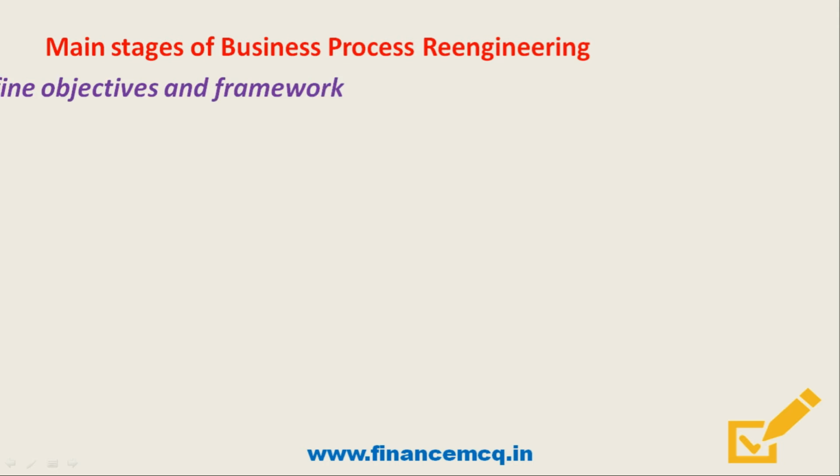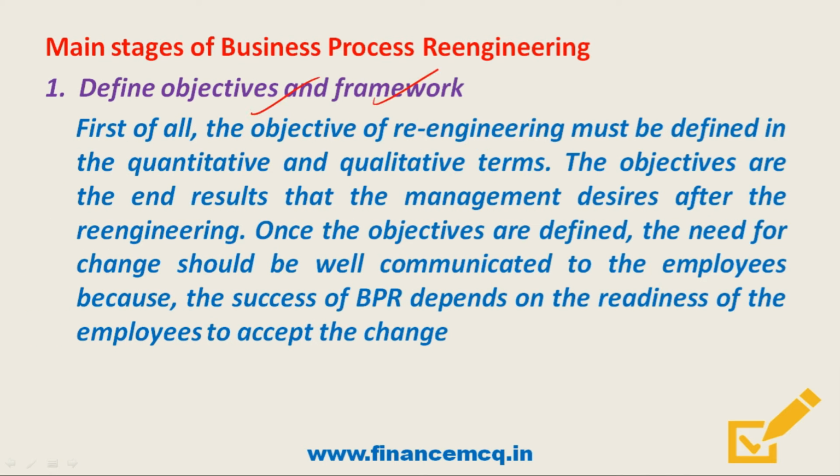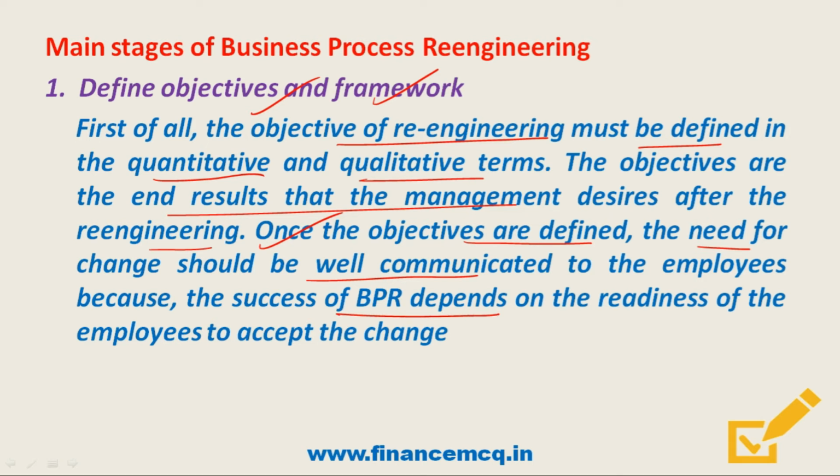Moving on, let's study the main stages of business process reengineering. So friends, the first stage is to define objectives and framework. So friends, first of all, the objective of reengineering must be defined in quantitative and qualitative terms. So friends, the objectives are the end results that the management desires after reengineering. So friends, once the objectives are defined, the need for change should be well communicated to the employees, because the success of business process reengineering depends on the readiness of the employees to accept the change.